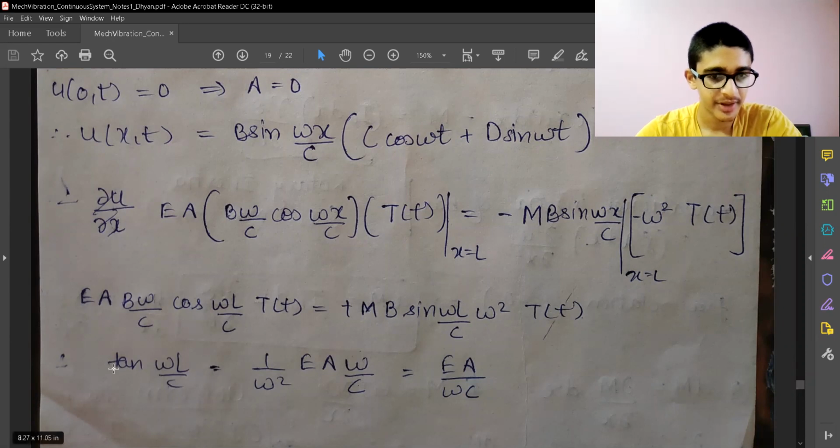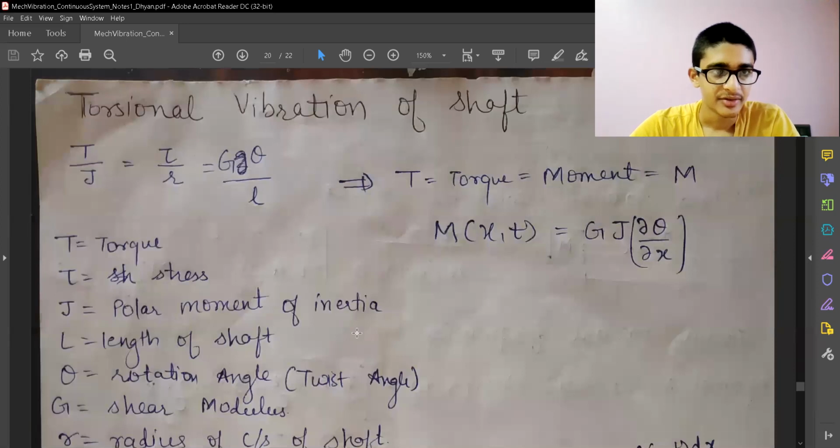Earlier we used to have a characteristic equation such as sine of omega L by C equal to 0, or cos of omega L by C equal to 0. But over here we have non-zero values for those, and we have a trigonometric tan function instead of sine and cos. But that is completely fine. What we want is a relation for omega in terms of system parameters. So we have got an implicit equation in omega in terms of system parameters, which are E, A, C, and L. So that's all we have. We'll stop over here.